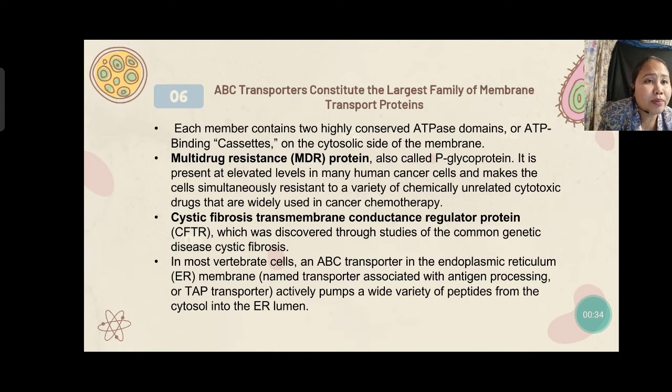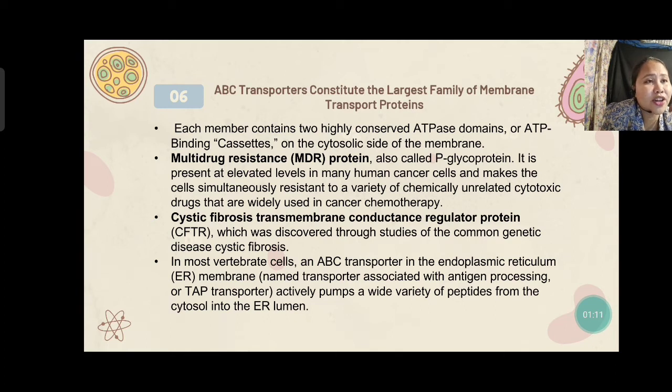It is also called the P-glycoprotein. It is present at elevated levels in many human cancer cells and makes the cell simultaneously resistant to a variety of chemically unrelated cytotoxic drugs that are widely used in cancer chemotherapy. Next is the cystic fibrosis transmembrane conductance regulator protein, or CFTR. It was discovered through studies of the common genetic disease called cystic fibrosis.